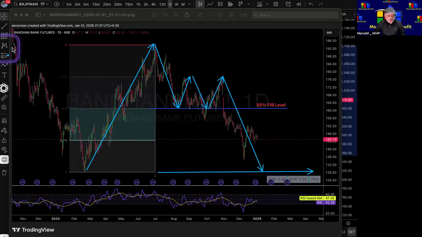Now, in the overall scheme of things, there's nothing else but a sideways range, right? This is the sideways range that we picked up. If you see, this is the top of the range, right? And this is the bottom of the range. And this is what the price is doing.